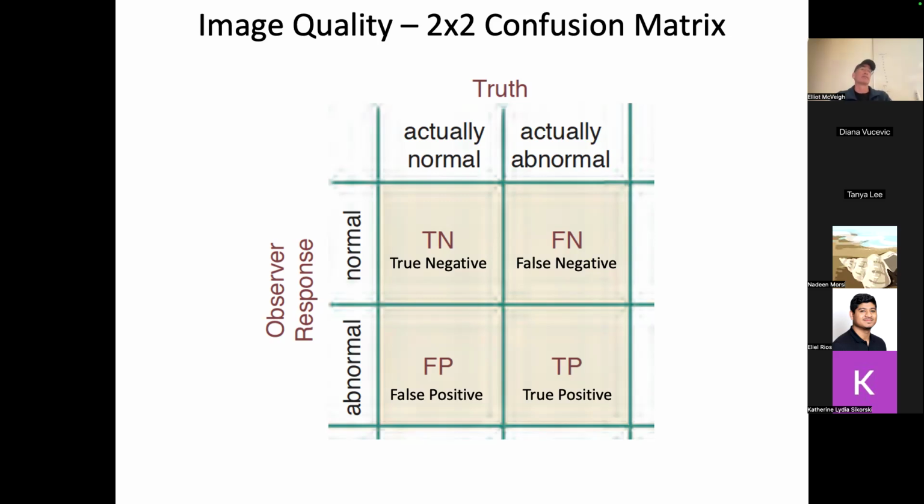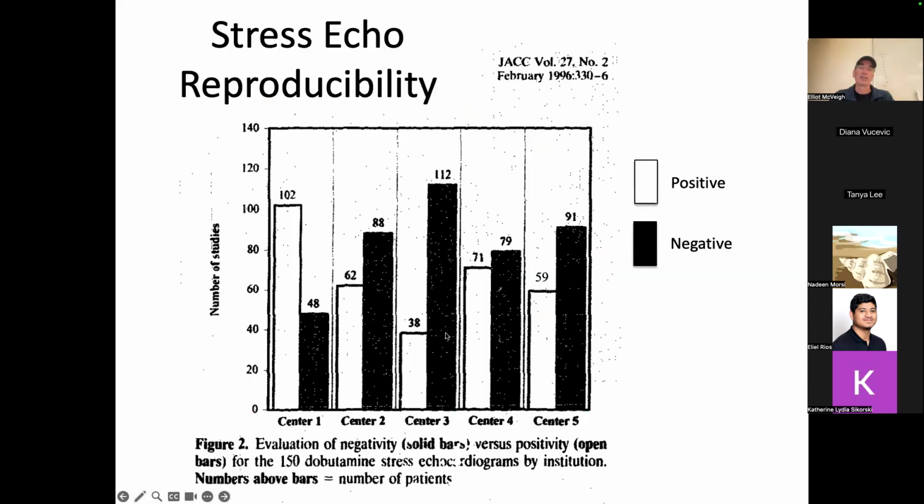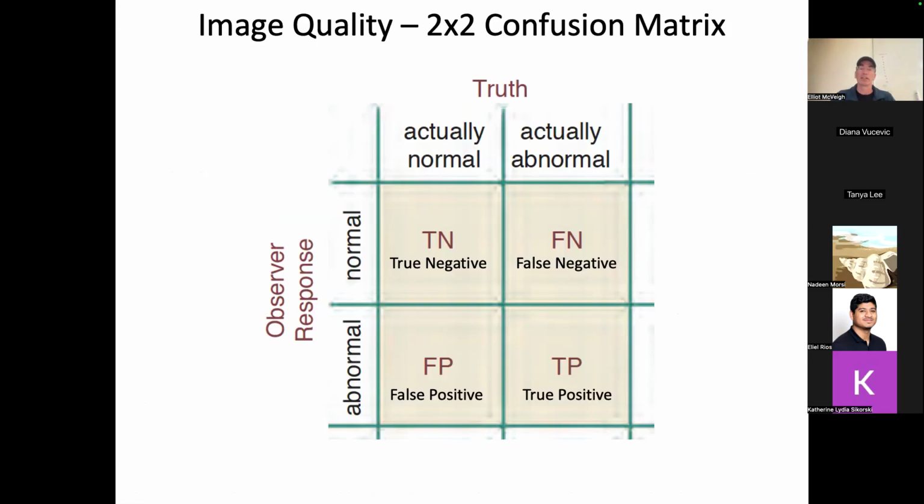True positive is what happens when I call a patient abnormal and they truly are abnormal. So that's a good thing. False positive is I call a patient abnormal, but they are not. They are actually normal. Okay. So if you go back here and ask the question, who's going to have the most false positives of these clinics? Well, I think it's probably going to be this one. They're calling a lot of people positive, so they're probably calling a lot of false positives, right? Or more than the other clinics.